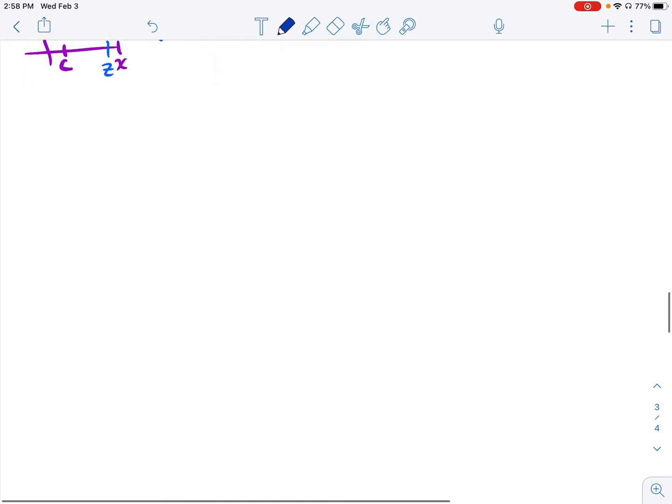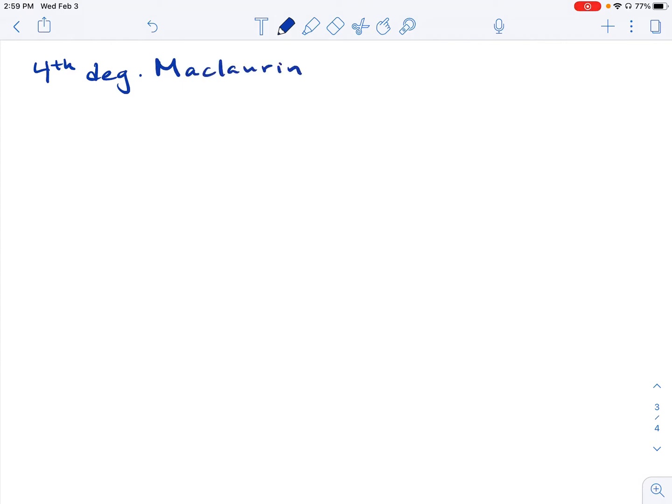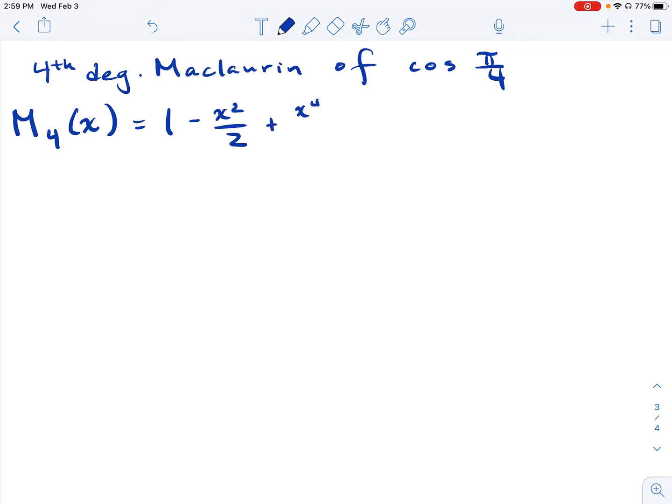All right, so let's try a problem here. So again, let's find the 4th degree Maclaurin polynomial of cosine of pi over 4. That's our problem here. So what does this 4th degree Maclaurin polynomial look like? Well, I know that for a 4th degree Maclaurin polynomial, I have the following. We can just use our elementary series to say this is 1 minus x squared over 2 plus x to the 4th over 4 factorial, or we can just say 24, okay?